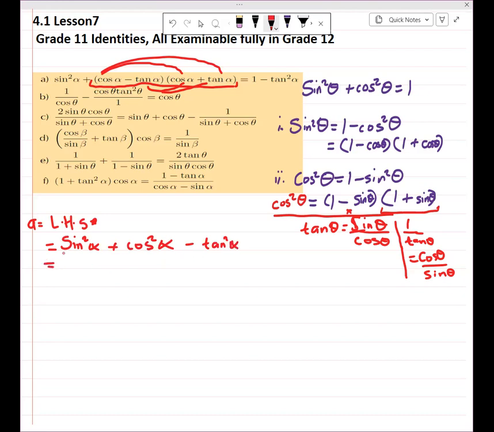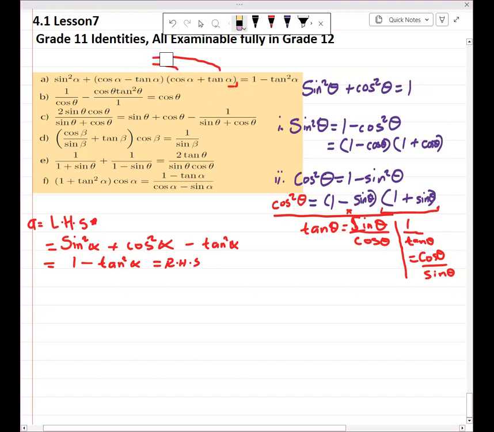And then remember, sine squared plus cos squared is equal to 1. So it's going to be 1 minus tan squared alpha, because these two, when you add them, you get 1. Which is equal to the right-hand side. Right. And that's it for that question. Okay. So now we're going to do the second one, which is B. Let's check B.